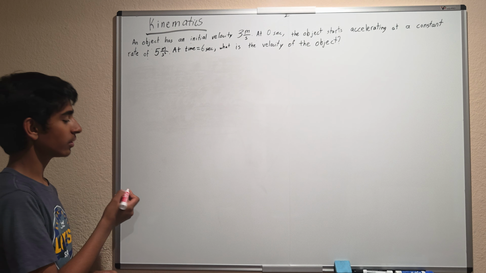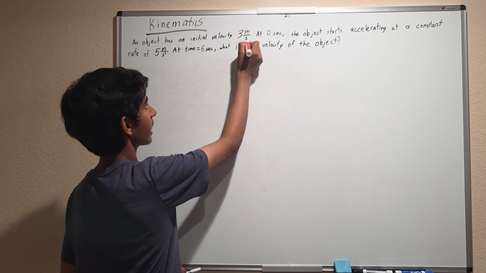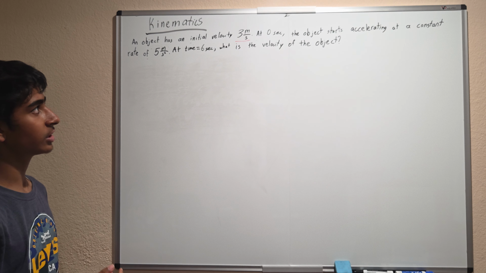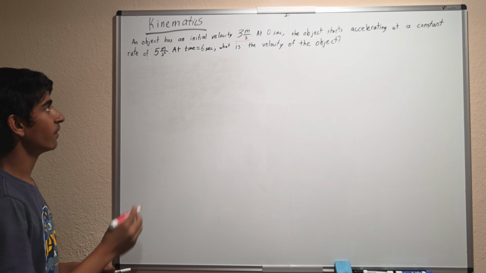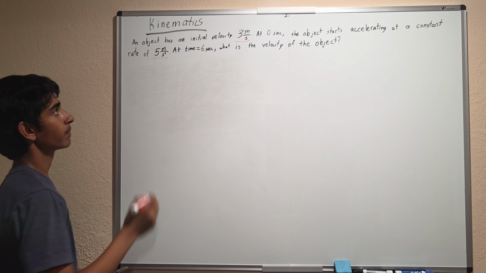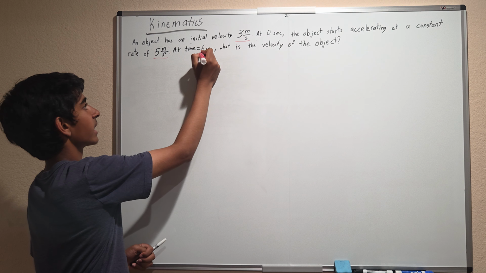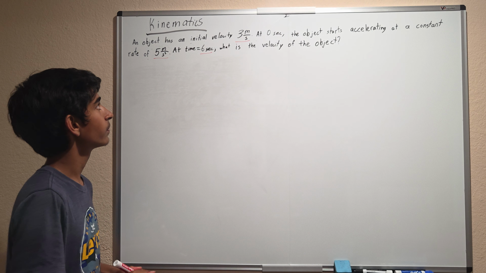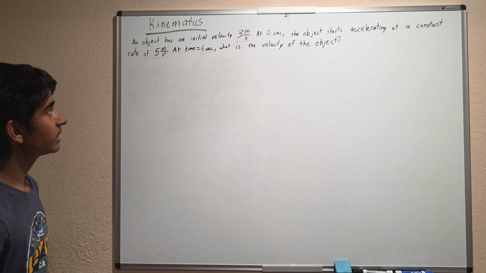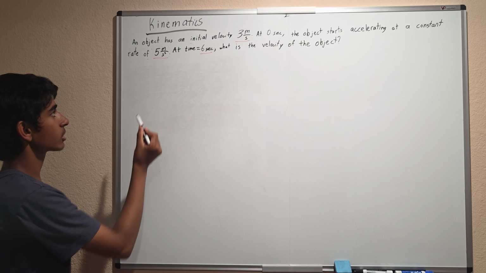An object has an initial velocity of 3 meters per second. At time t equals 0 seconds, the object starts accelerating at a constant rate of 5 meters per second squared. At time t equals 6 seconds, we're asked to find the velocity of the object. Now, we know that the initial velocity is 3 meters per second.